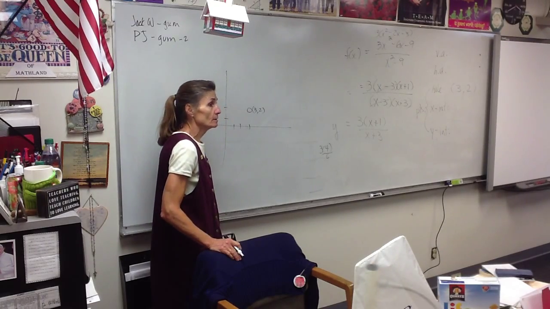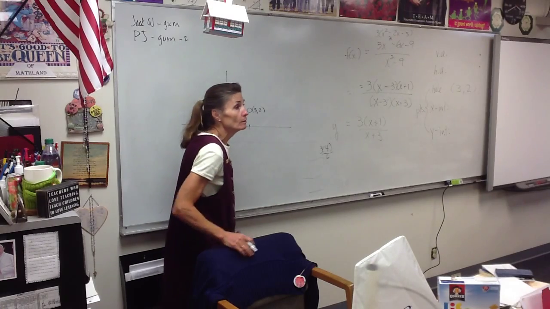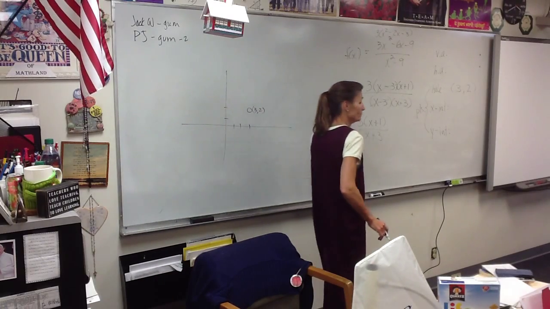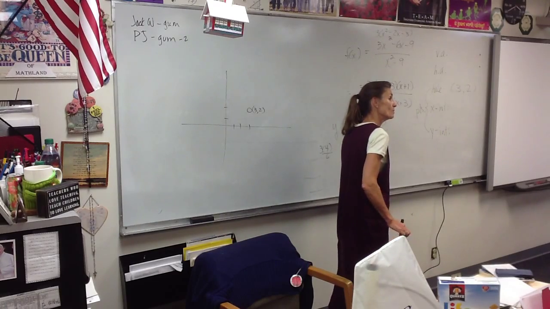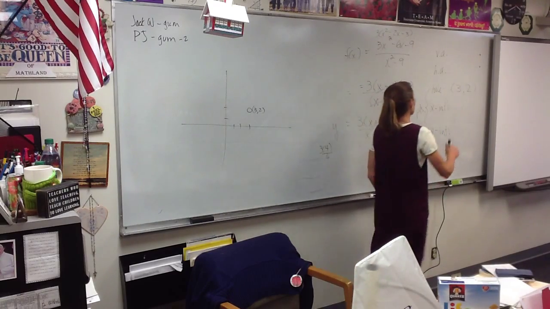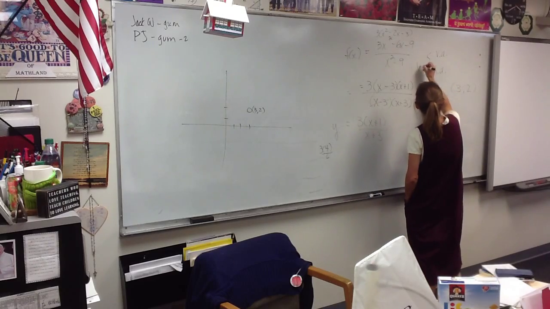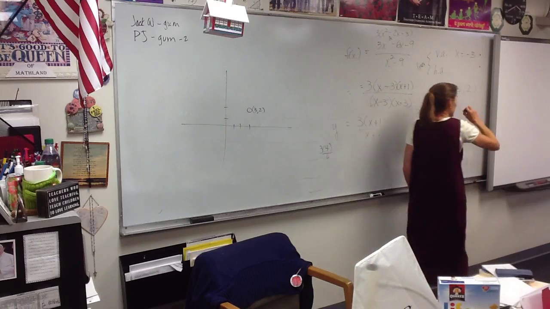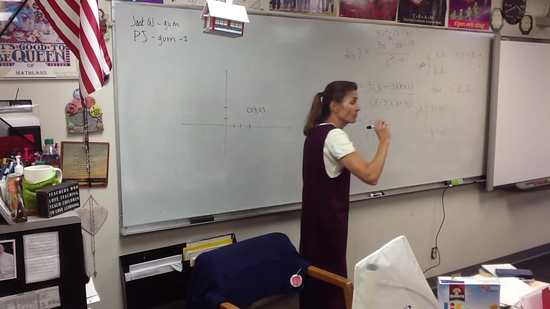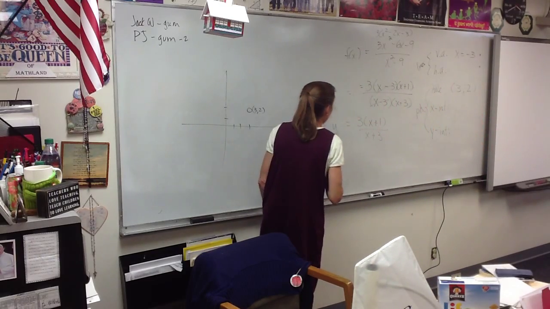Bailey? What's VA stand for? Vertical asymptote. And what's my vertical asymptote? X equals -3. Remember, these are lines. So if you just put -3, you're going to not get full credit. The vertical and horizontal asymptotes are lines.